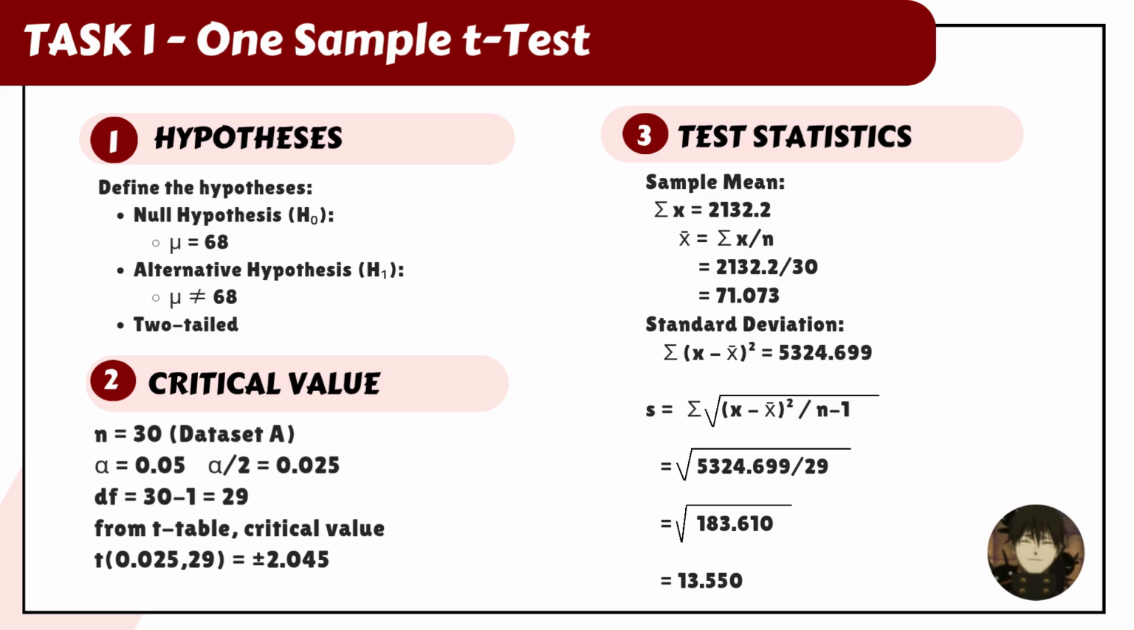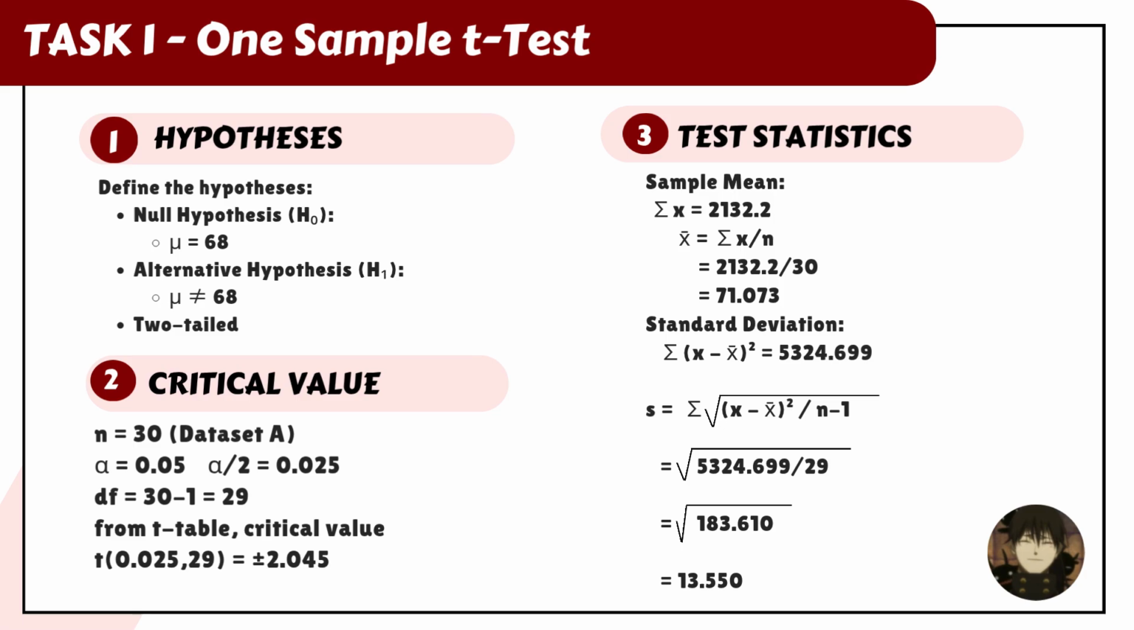For task 1, we conduct a one-sample test to determine whether the average initial weight of the students is significantly different from the historical mean of 68 kilograms. For the hypothesis, the null hypothesis states that the population mean is equal to 68 kilograms, while the alternative hypothesis states that the population mean is not equal to 68 kilograms. Since we are testing for a difference, this is a two-tailed test.